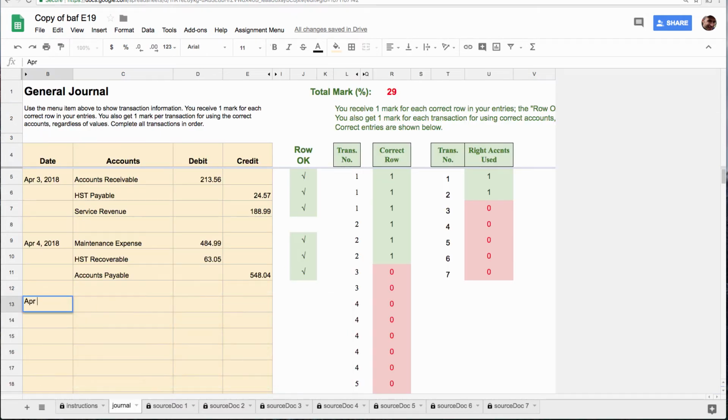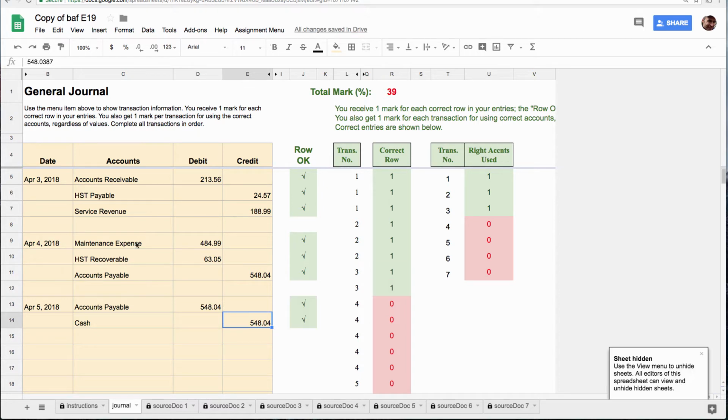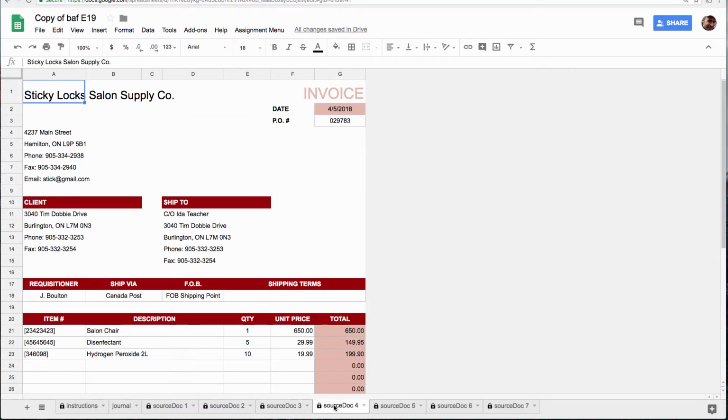So we would go April 5th, 2018, we would debit the accounts payable, and we would just simply credit cash for this amount, right? $548.04.